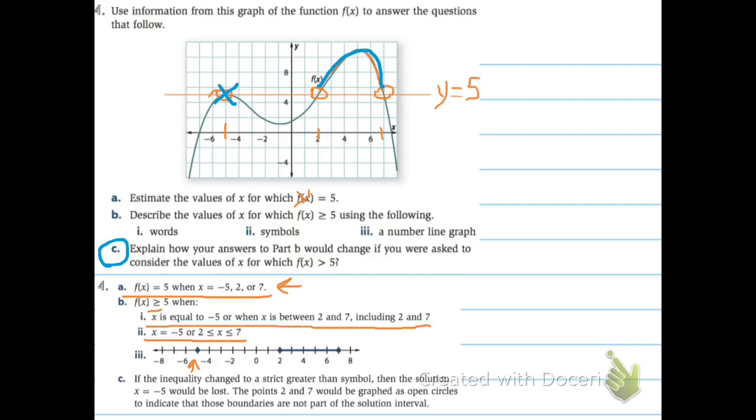those intersection points. Okay, so -5 would be lost, and then in our answers at the bottom here it says the points 2 and 7 would be graphed as open circles to indicate that those boundaries are not part of the solution interval. So if we adjusted our number line, we would not have that point, and we would have an open circle at 2, open circle at 7. And just for fun, if we wanted to do interval notation of that interval there, we could do open parentheses 2, comma, and then it ends at 7, close parentheses.